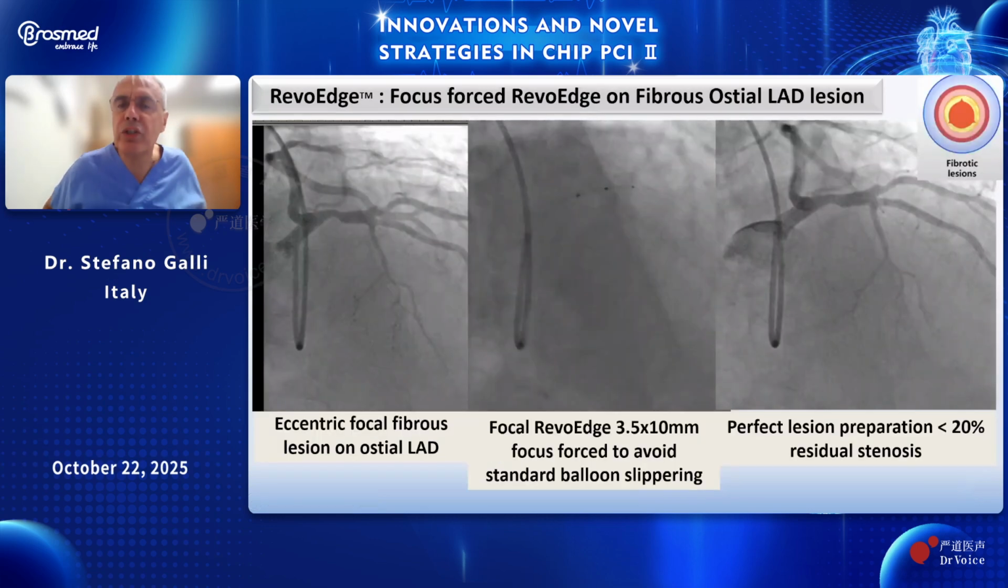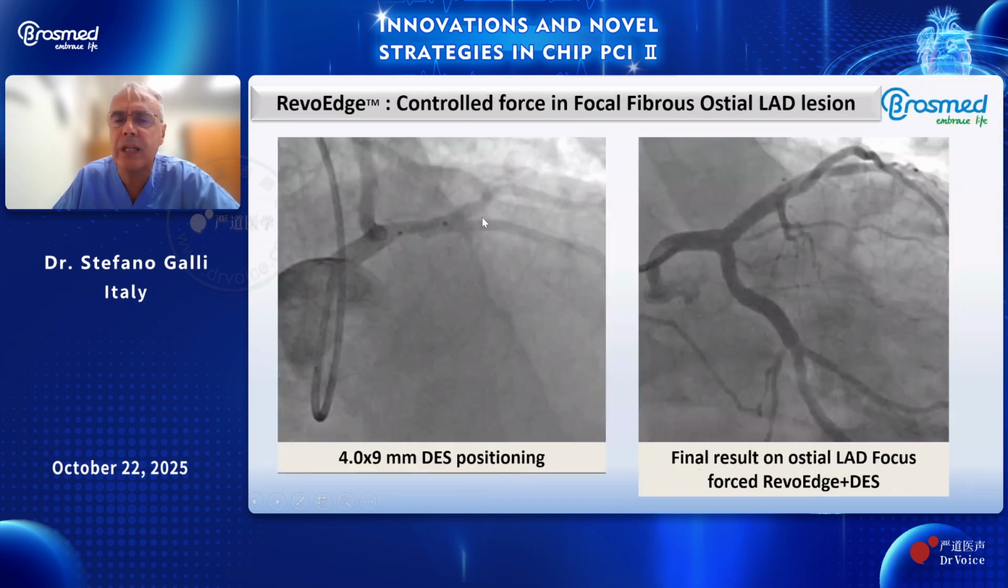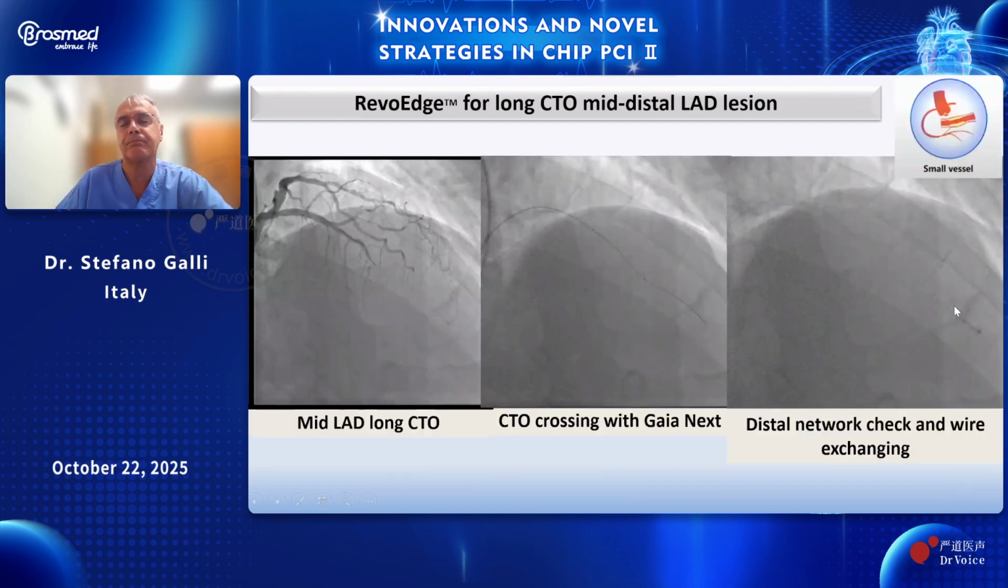Another simple situation, but I believe it's important, is a fibrotic lesion. This is an ostial lesion, obviously not difficult, but it's very important to avoid the slipping of the balloon to not damage the distal edge, especially the left main. And you use a focal Revo Edge at this point, prepare the lesion very well, less than 20%, and then we put a stent, and you can appreciate this. Obviously, it's very easy, but it's possible to use this technology to prepare, especially the fibrotic lesion.